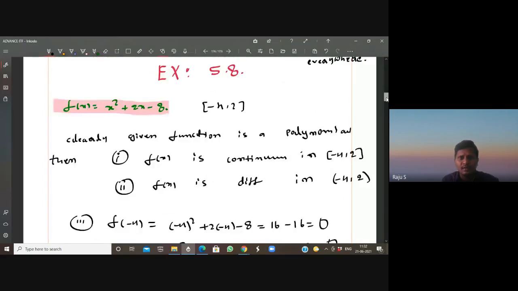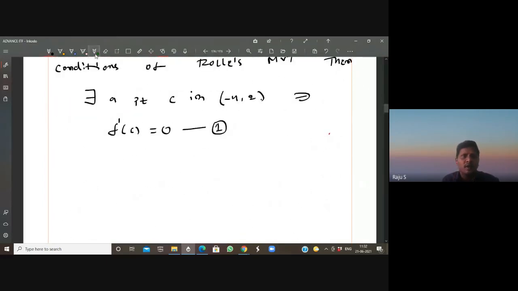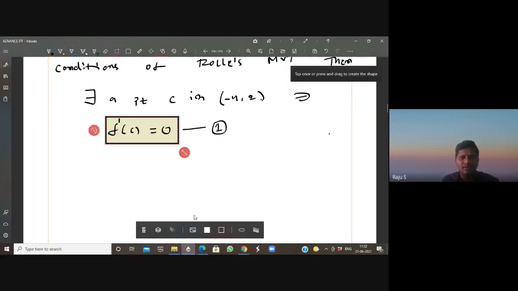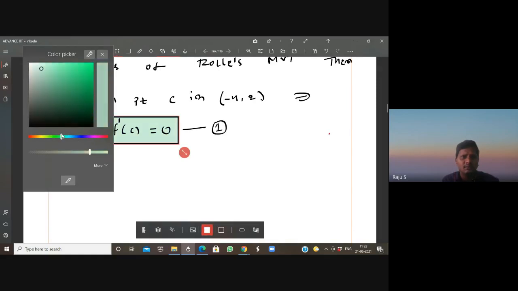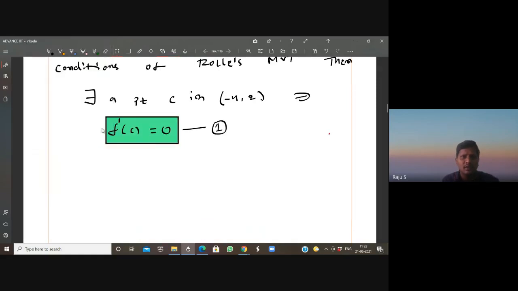This is clearly equation 1. I want to find this f dash of c value. What is f dash of c? Anyone? So take the given function again. What is f of x? x square plus 2x minus 8. Find f dash of x: 2x plus 2. This is f dash of x, but we require f dash of c. The f dash of c value is 2c plus 2.